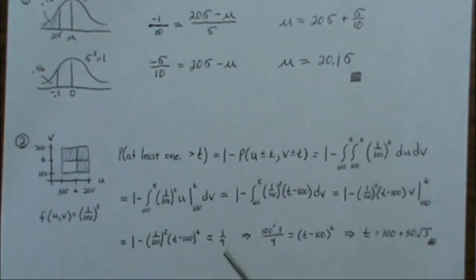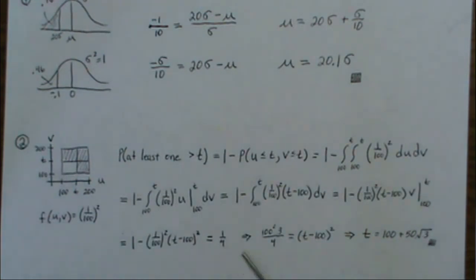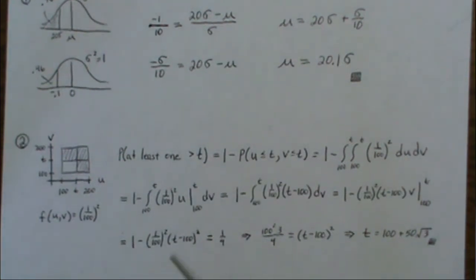and they said it was 1/4, so you start solving for t, square both sides, take the 100 over, you get t is equal to 100 plus 50 times the square root of 3.